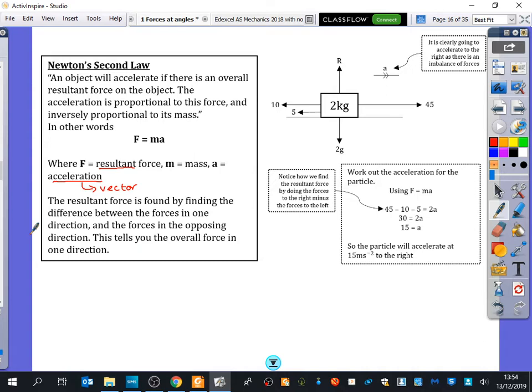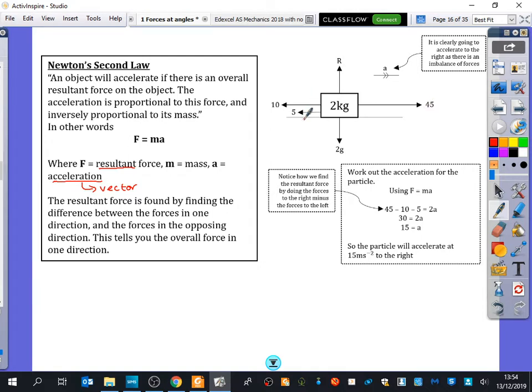The way I would have explained this in year 12, I would say it's almost like the forces are doing tug of war. Remember, like at sports day? If we look at this diagram we've got here, we've got 45 pulling it to the right, and we've got a 10 and a 5 going to the left. So overall, the result will be 30 to the right, because 15 of this 45 are counteracting these resistance forces that we've got here.